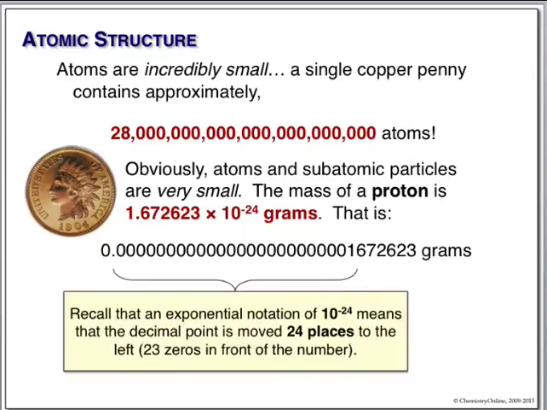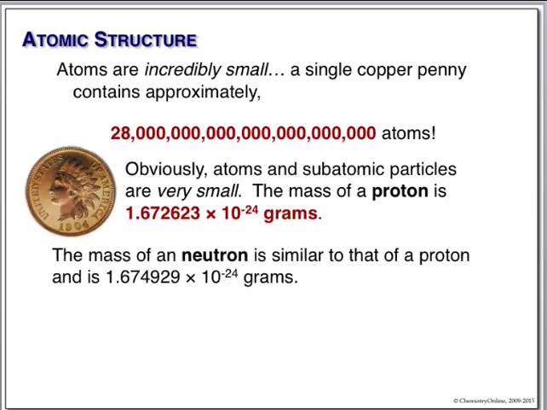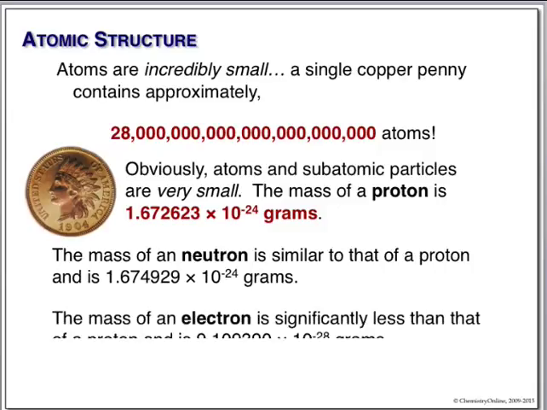Mass of, in this exponential or scientific notation, we've moved our decimal point 24 places over to here and shown that as our exponent. But again, we'll do that in more detail later. Neutron is very similar to that of a proton, and the electron is much, much less. Now, what that really means is that virtually all of the mass of an atom is tied up in this little tiny nucleus.